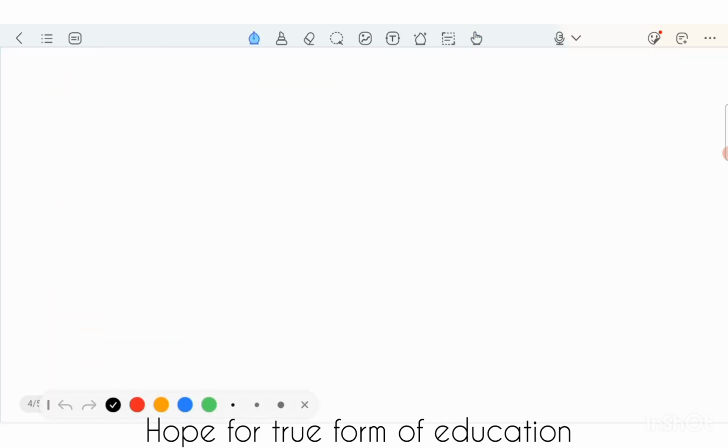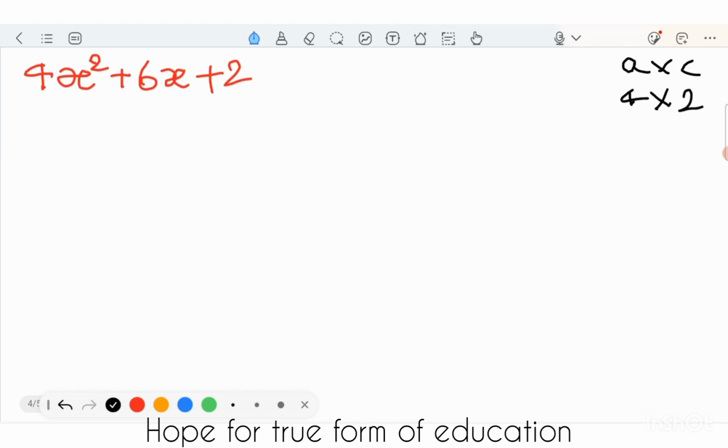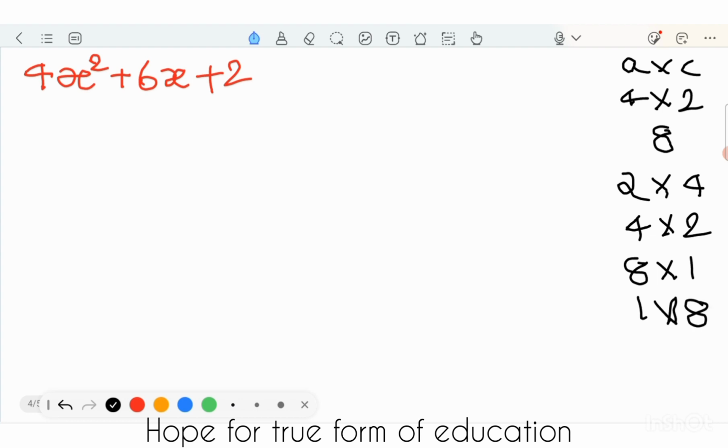Okay. And the question number 2 is 4x square plus 6x plus 3 to 2, which is equal to 8. And what are the factors of 8? 2 4s are 8 and 4 2s are 8, then 8 1s are 8, 1 8s are 8, right?